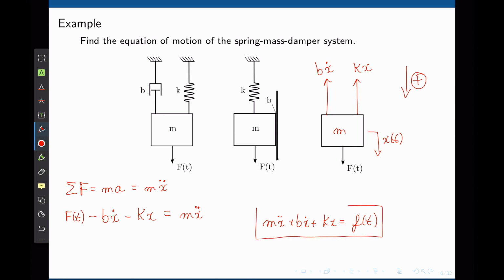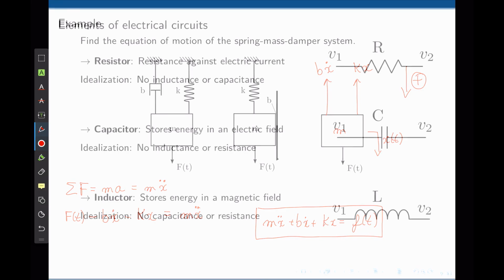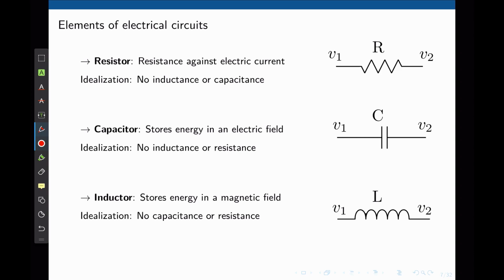And this is a differential equation that describes the motion of this mass when subjected to a force F of t. Now let's move on to electric elements. In electric systems, there are three main linear components that we will need throughout this course. The first one is a resistor, the second one is a capacitor, and the third is an inductor. You are all well familiar with these concepts, but let's revise them here briefly.